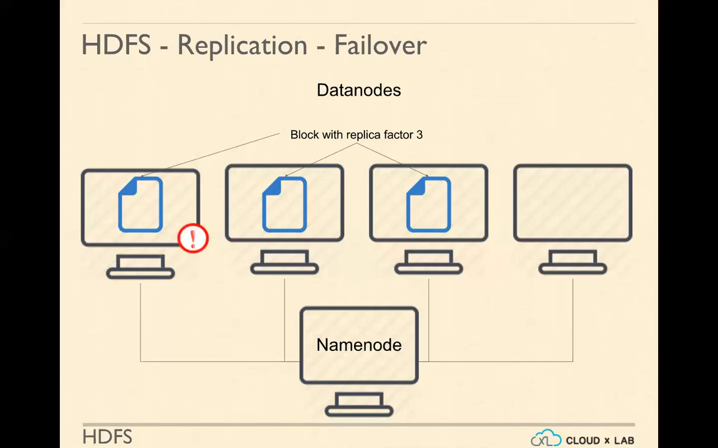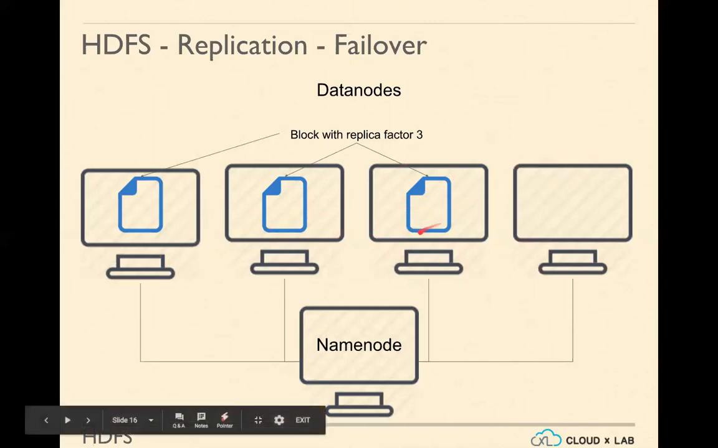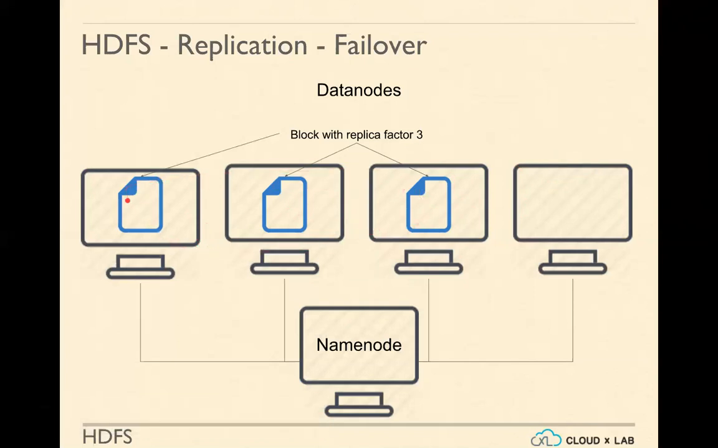Another question is, what exactly happens if one of the machines goes down? Imagine that you had 4 machines, and the first 3 machines have the copy of your block. Let's say this is the original block. These are the replicas of the block.